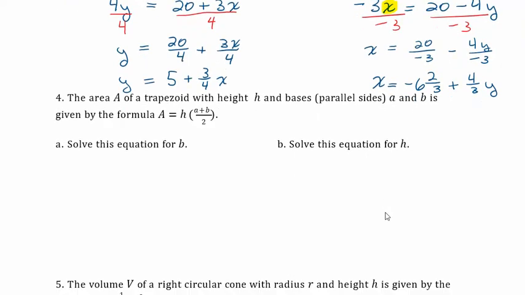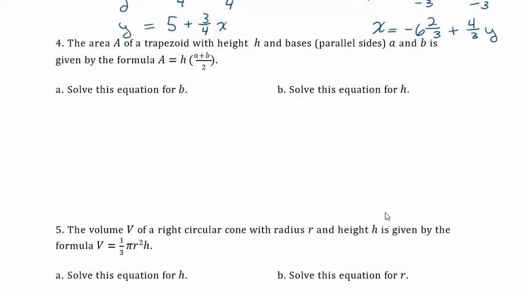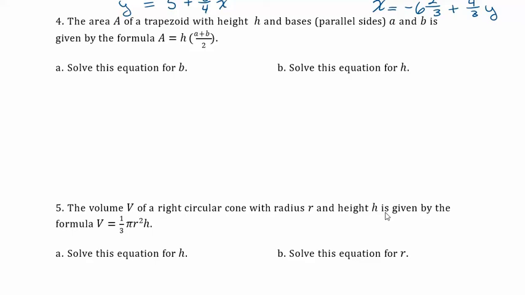Let's look at number 4. The area A of a trapezoid with height h and bases, which are the parallel sides a and b, is given by this formula. Just so you know what this formula is talking about, a trapezoid would be a shape like this. These sides have to be parallel. These other two sides don't have to be equal or anything. It's a four-sided figure. The height is the distance between the parallel lines. So you would measure this distance here at a right angle. That's going to be the height.